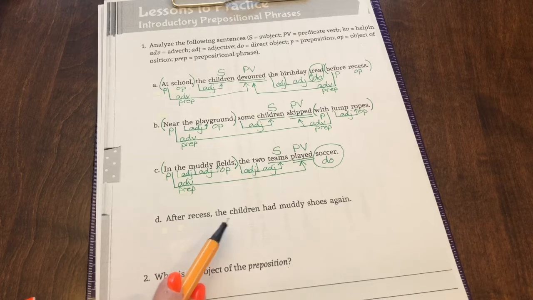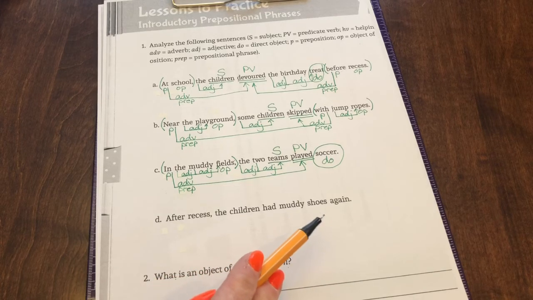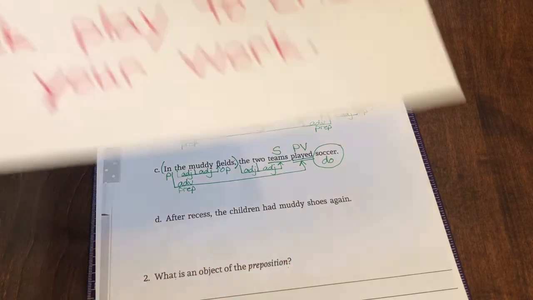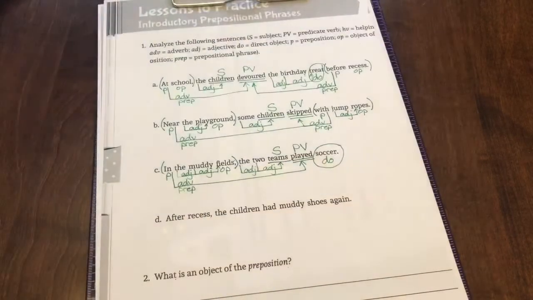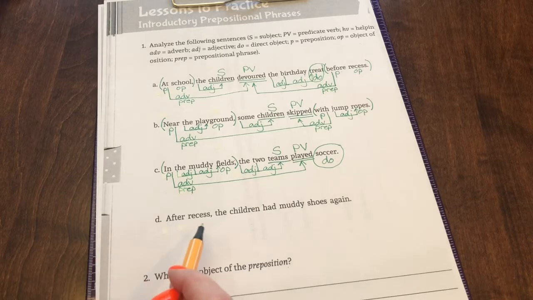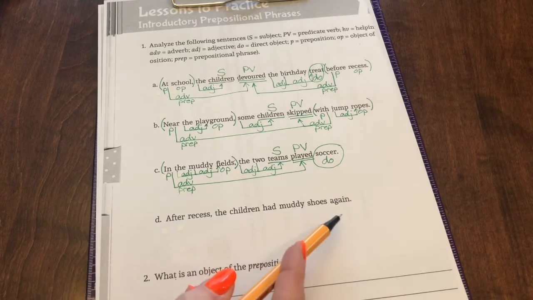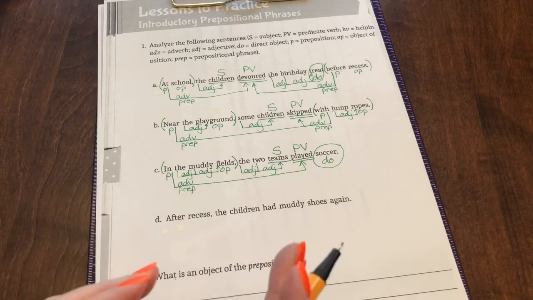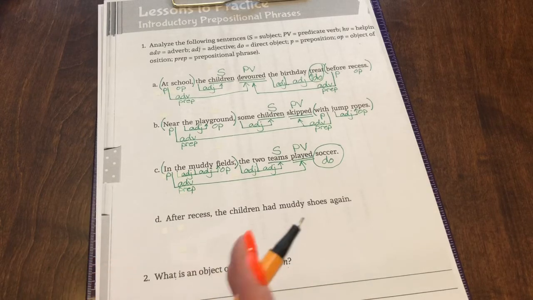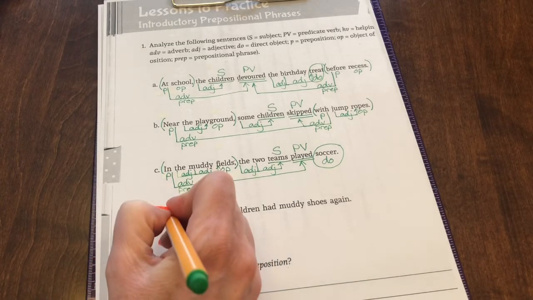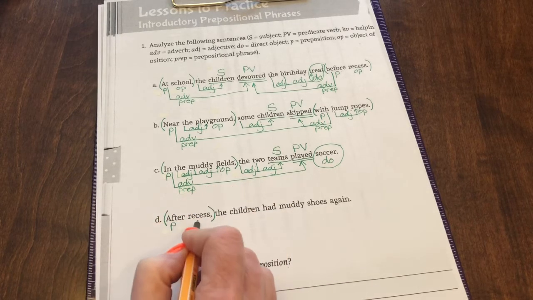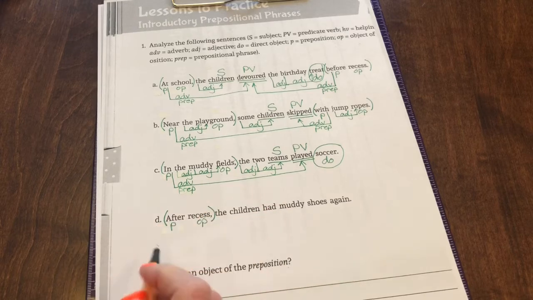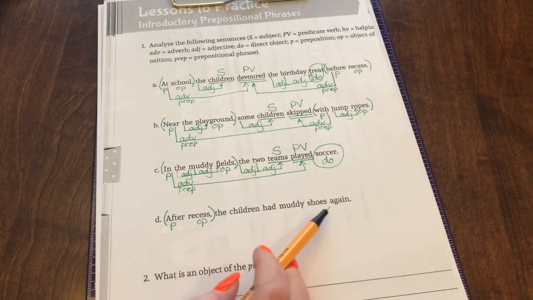After recess, the children had muddy shoes again. You analyze and come back to check. All right, let's check. After recess, the children had muddy shoes again. Order of analysis is phrases, clauses, principal elements, and modifiers. Are there any phrases in this sentence? Yes. After recess is a prepositional phrase. After is the preposition. After what? Recess. Object of the preposition. Are there other prepositional phrases in this sentence?